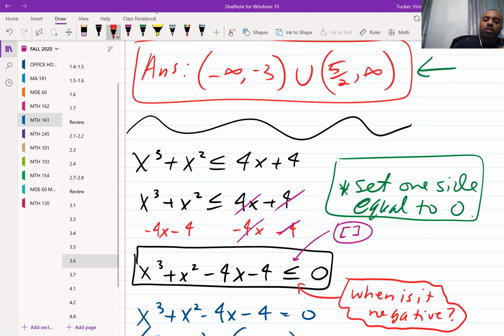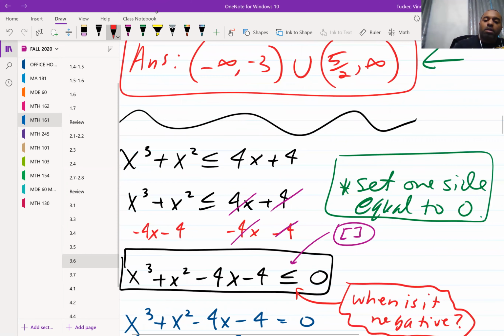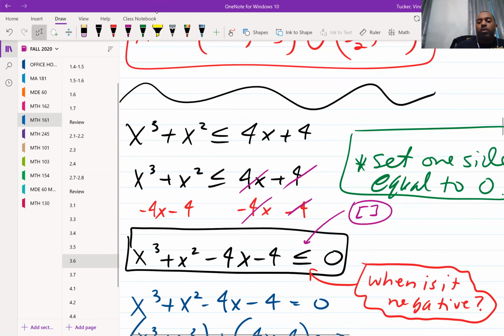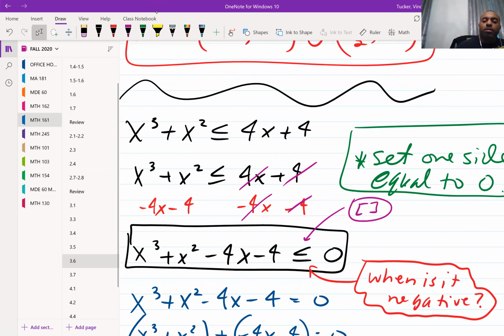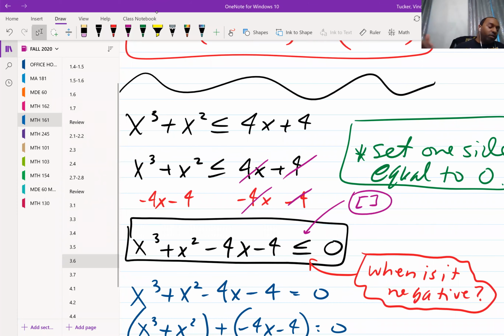All right. So I want to go ahead and set it equal to 0 to solve. Remember, we're looking at when is it negative, because it's less than or equal to 0. So we want to know when is it negative. Remember, before we talked about being greater than 0, so that's trying to figure out when it's positive.